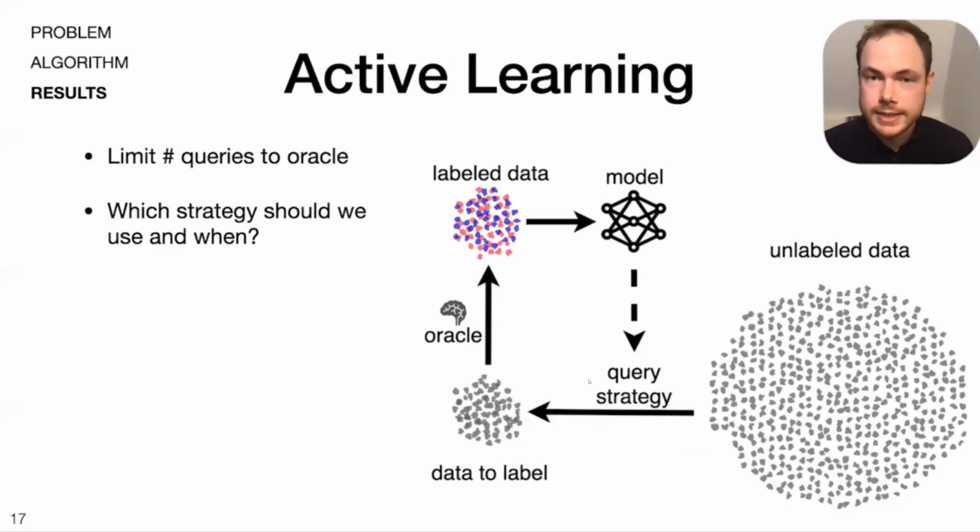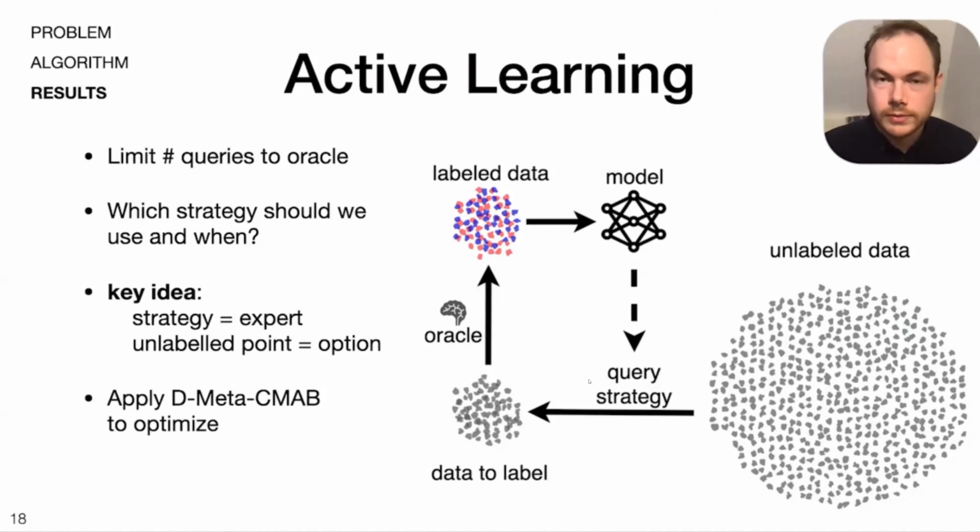So the problem is that there are a lot of strategies to make this selection, and it's not always clear in advance which strategy is most appropriate. In addition, the usefulness of strategies can change over time. For example, it's often good at the beginning to label a diverse set of points and then later focus on the points for which we are most uncertain. So there's clearly a non-stationary aspect to this.